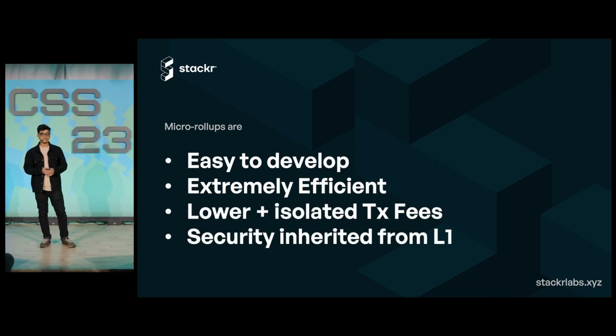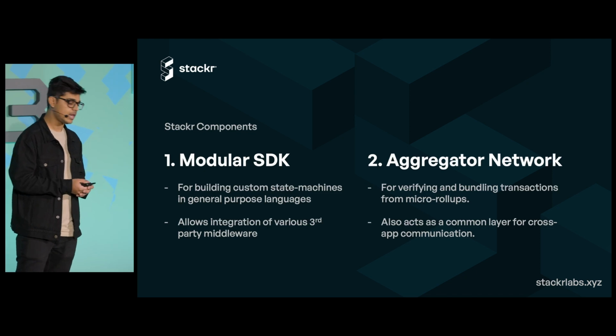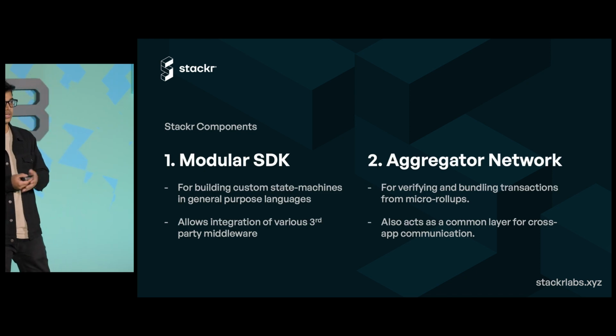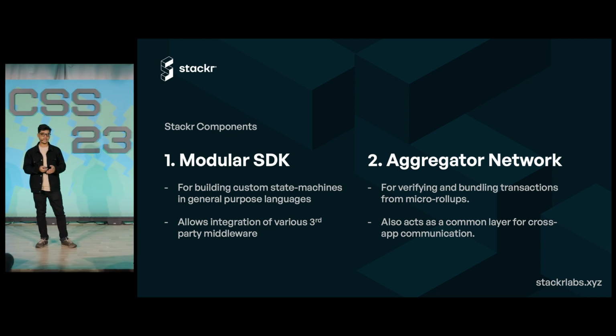I'm not saying you should do that, but you can do that. Micro-rollups are easy to develop. They are extremely efficient. They have lower and isolated transaction fees, and their security is inherited from L1, so there are no concerns there. So you get the modular SDK that allows building any custom state machine in whatever general-purpose language you choose, and it also allows integration of various third-party middleware.